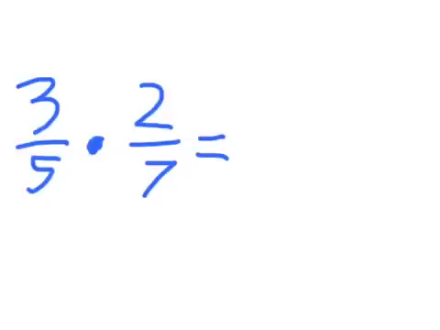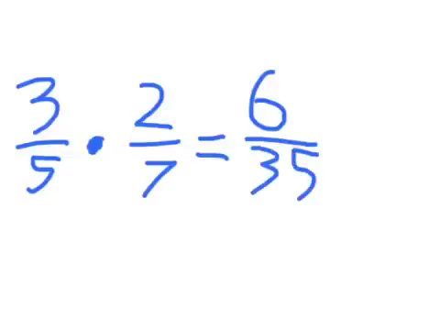And to demonstrate why trying to cross-simplify before you multiply is beneficial, I'll show you this problem. So let's just multiply our numerators straight across, so 3 times 2, and we're going to get 6. We'll multiply our denominators, 5 times 7, and we'll get 35. Now, when you get this product, 6/35, it might be tough for you to look at that and know if you can simplify it. When you get products that have big numbers like 35 in them, it can be kind of confusing.